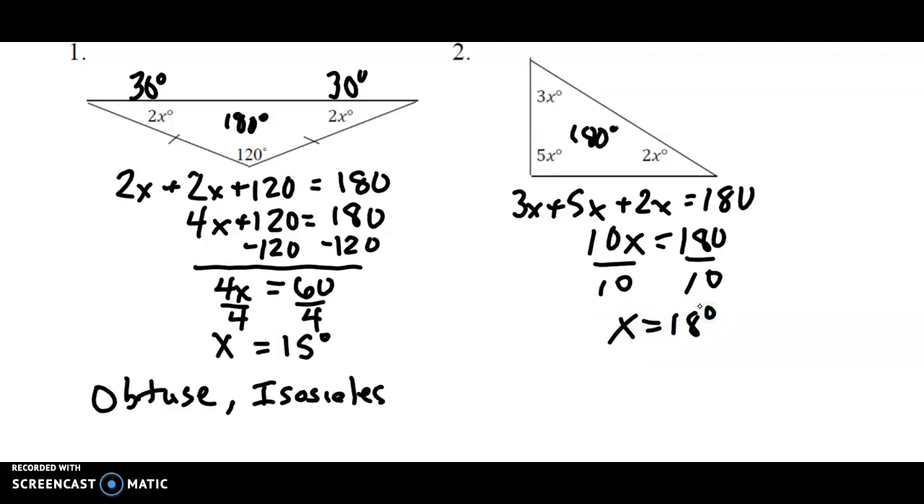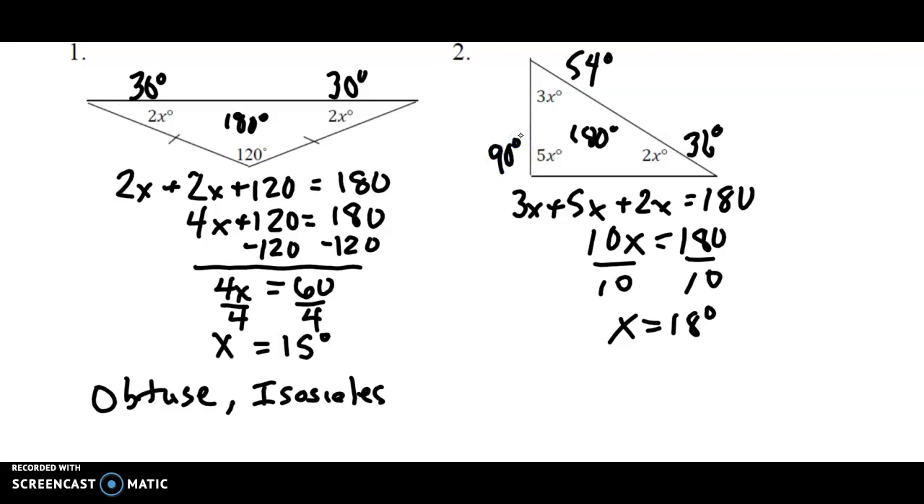That's the first part. Then we want to go back up here and calculate what each of these is worth. So I'll start here with 2x. 2 times 18 is 36 degrees. This one up here, 3 times 18 is 54 degrees. And 5x, 5 times 18 is 90 degrees.